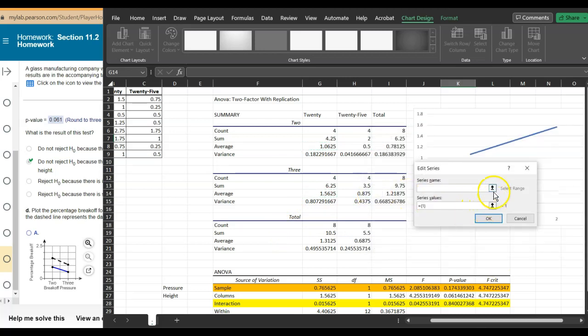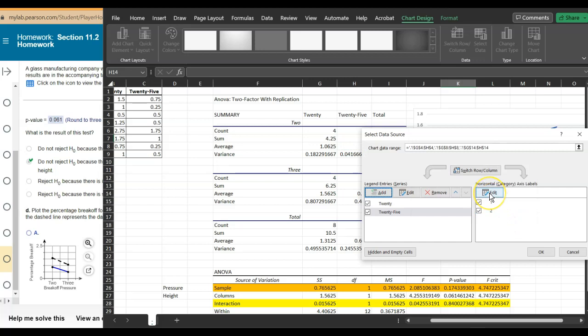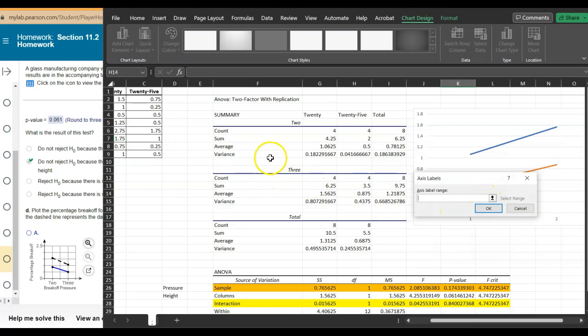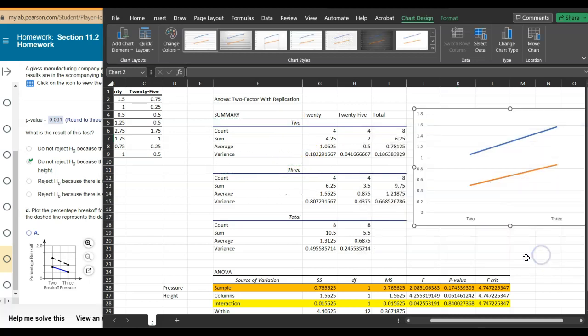Add another series. Right now we're gonna select the series of the 25, and we can select the data under the 25. We see the average here. Hold the control key and select the other average and enter. Okay. Edit the horizontal axis, and on the horizontal axis you're gonna say 2 here. So hold the control key again, select the 2 and then the 3 and enter. And okay. So this is our chart.